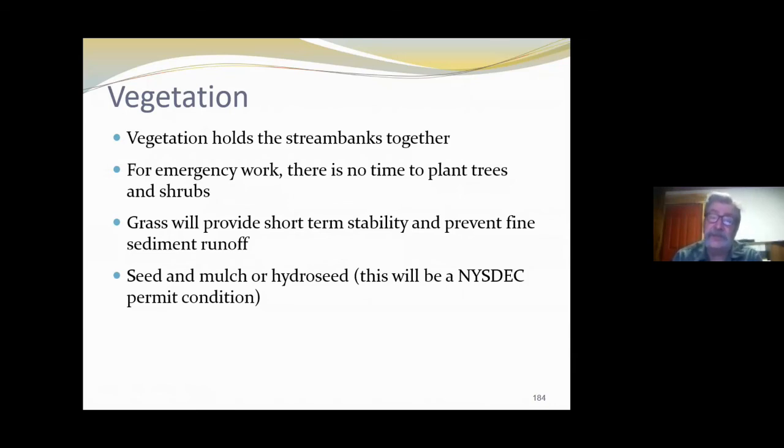During emergency work, sometimes we don't have time to plant trees and shrubs right away, but we want to get back to the site as quick as we can. Even a quick ryegrass mixture or something for short-term stability until we get back is going to help hold that fine material together and keep it in place. So when we get those flows up again on top of that bank, it'll hold in place.